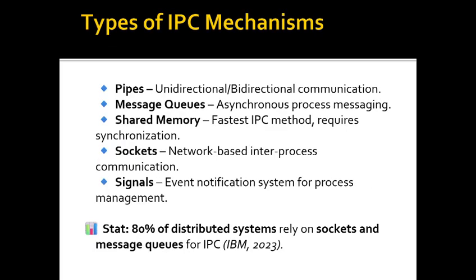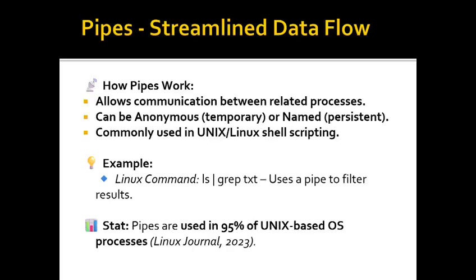Types of IPC mechanisms are pipes, message queues, shared memory, sockets and signals. A pipe is unidirectional or bidirectional communication. A message queue is asynchronous process messaging. Shared memory is the fastest IPC method but requires synchronization. A socket is a network-based interface for communication. A signal is an event notification system for process management.